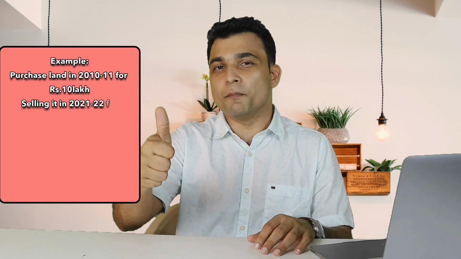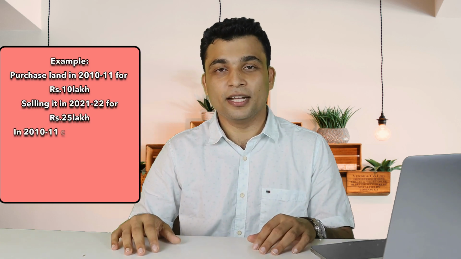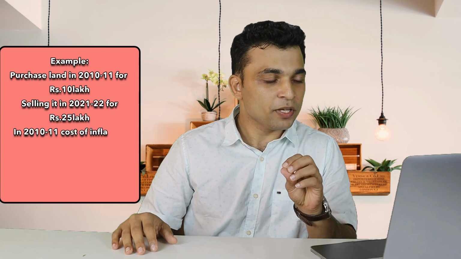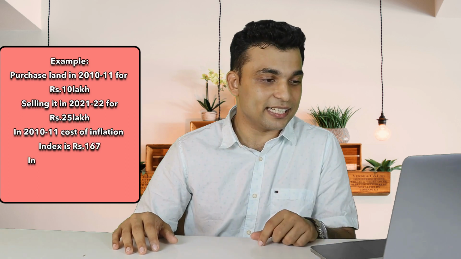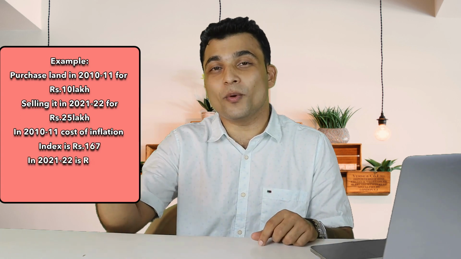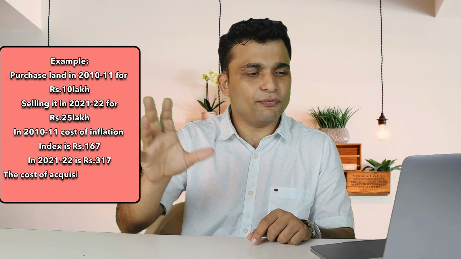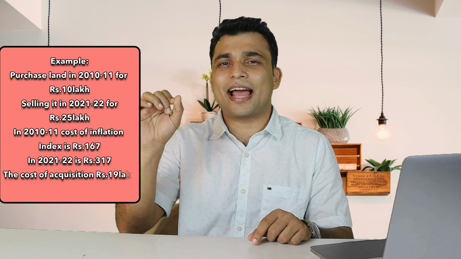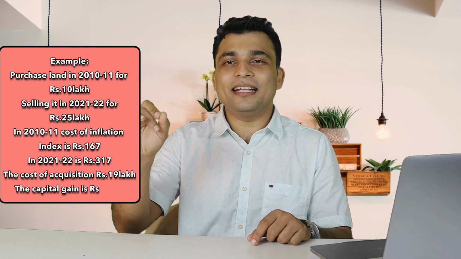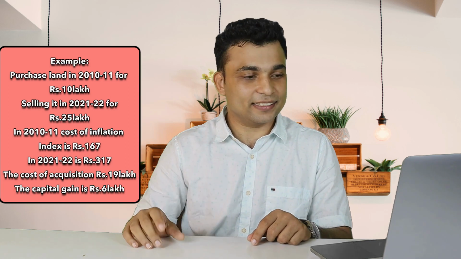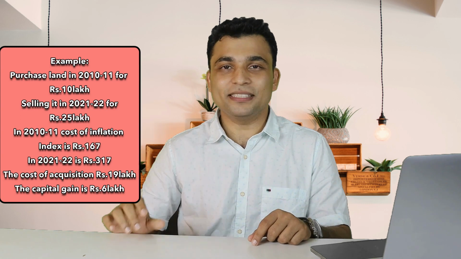So first we need to compute the indexed cost of acquisition. In the year 2010-11, the cost inflation index is around rupees 167, and in the current year 21-22 it is 317. So by working out, it comes roughly to 18.9 lakhs. For calculation purposes, we'll take it as 19 lakhs. So the capital gain here is rupees 6 lakhs. That is 25 lakhs minus 19 lakhs, which is rupees 6 lakhs.